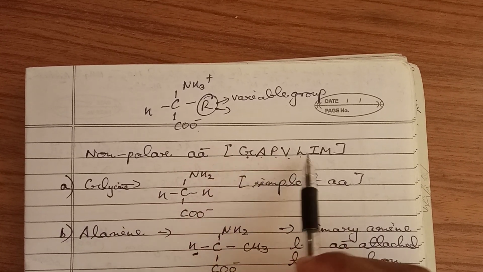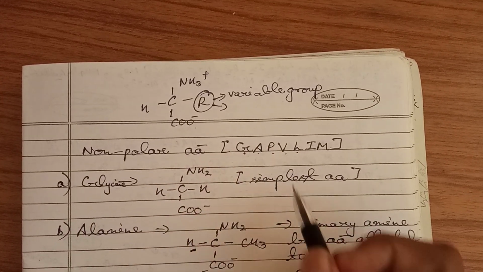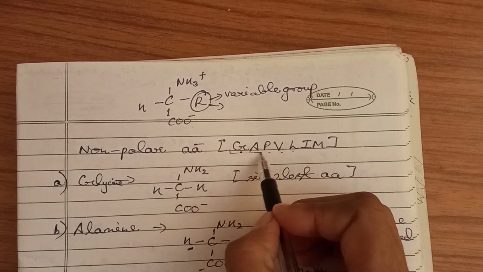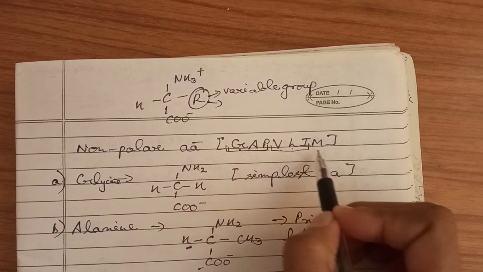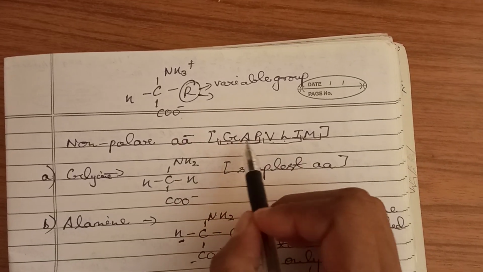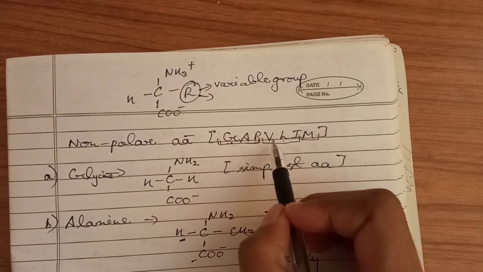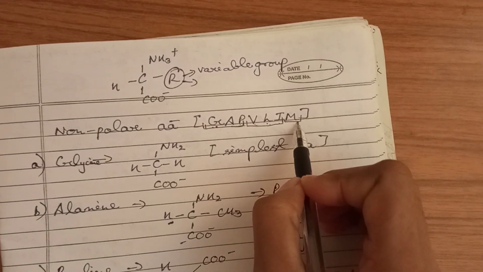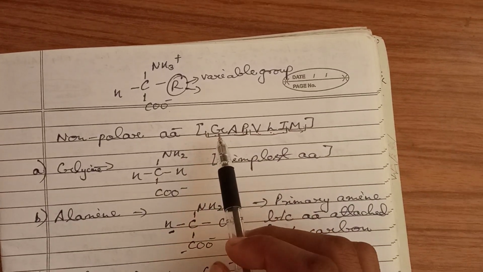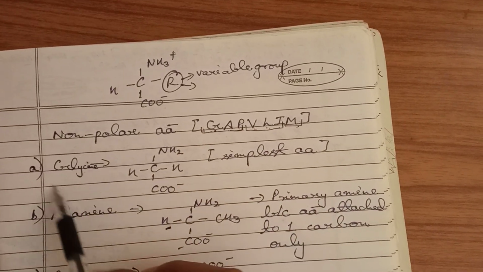I have a trick for the non-polar amino acids, which is "GAP wali MAM": glycine, alanine, proline, valine, leucine, isoleucine and methionine. Now we are first going to study glycine.